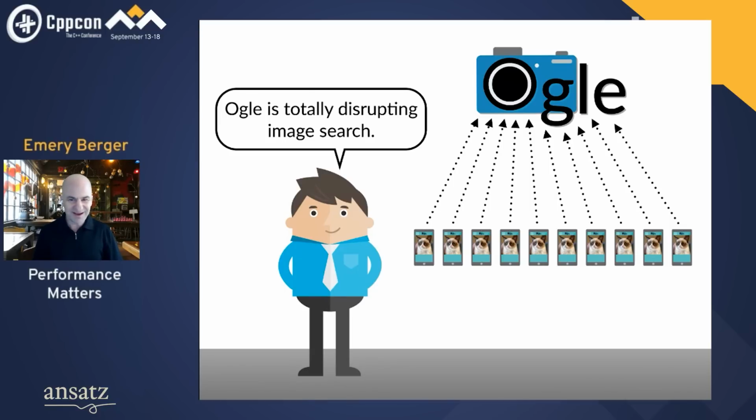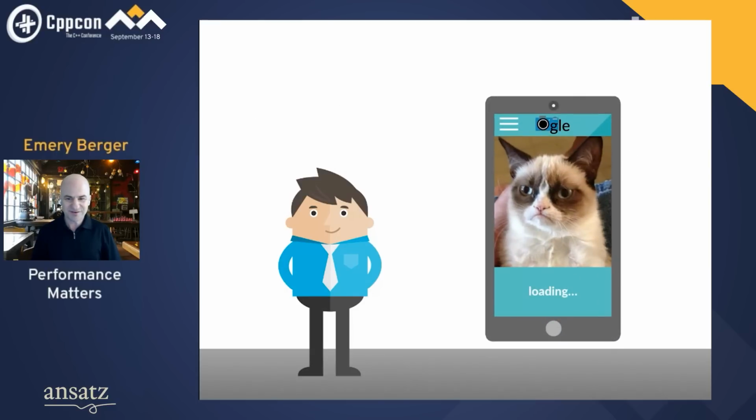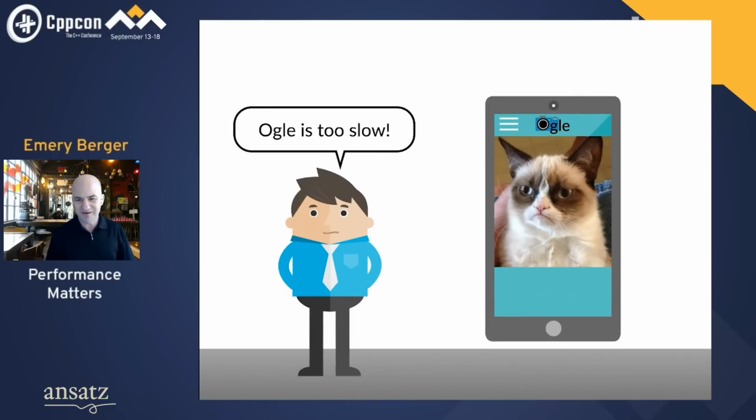But then under load, what starts to happen is that Ogle gets too slow. So stuff is loading and it's kind of stuck. And so now Luke has a problem, right? Luke was just poised to become super successful and a mogul, if you will, an Ogle mogul.